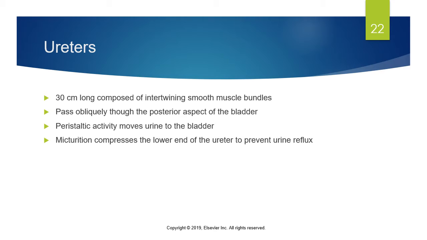Now some of the structures of the ureters and bladder. During micturition, there's compression of the lower end of the ureter, and that prevents reflux of urine. The ureters are 30 centimeters long, give or take, and they're composed of smooth muscle bundles that pass obliquely through the posterior aspect of the bladder, and it's peristaltic activity that moves the urine through to the bladder.